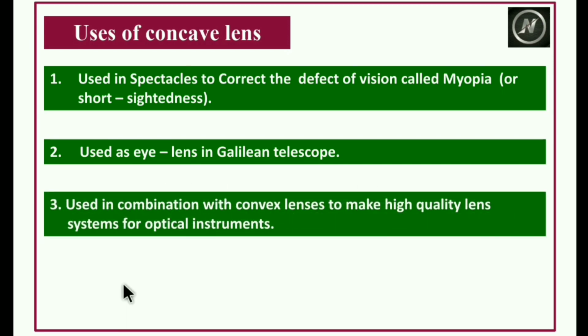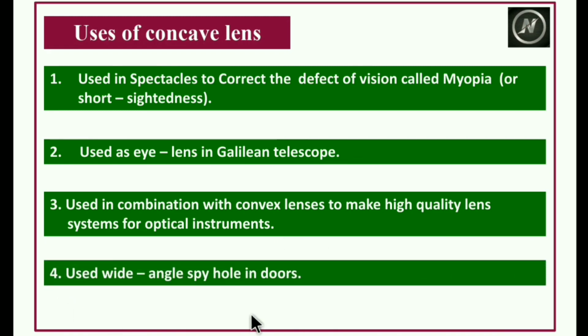Third one, concave lens used in combination with convex lenses to make high quality lens systems for optical instruments. Concave lens used in wide angle spy hole doors. That means wide angle spy hole in doors, we will use this. These are some of the uses of concave lens.